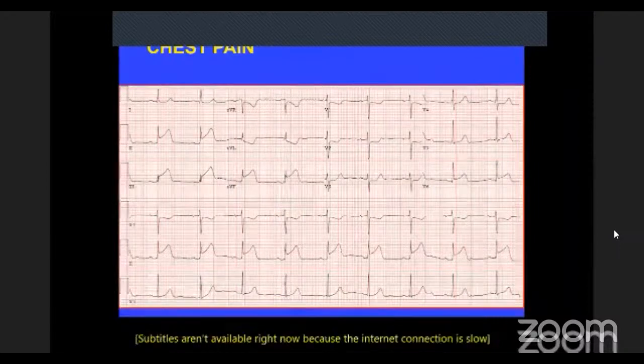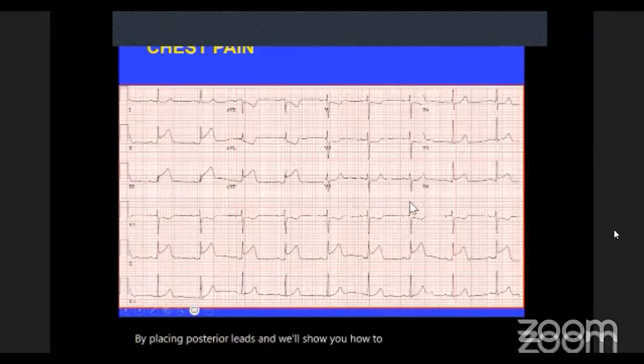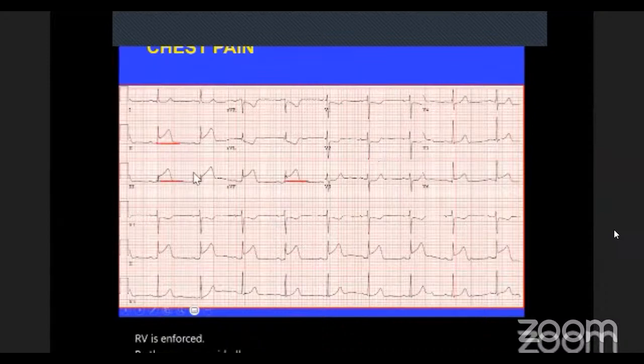We call it posterior lead ECG. By placing posterior leads, and we'll show you how to do posterior leads. Excellent. How to look also for RV infarction if the RV is involved? By doing right-sided leads. So yeah, this is ST segment elevation, inferior myocardial injury.